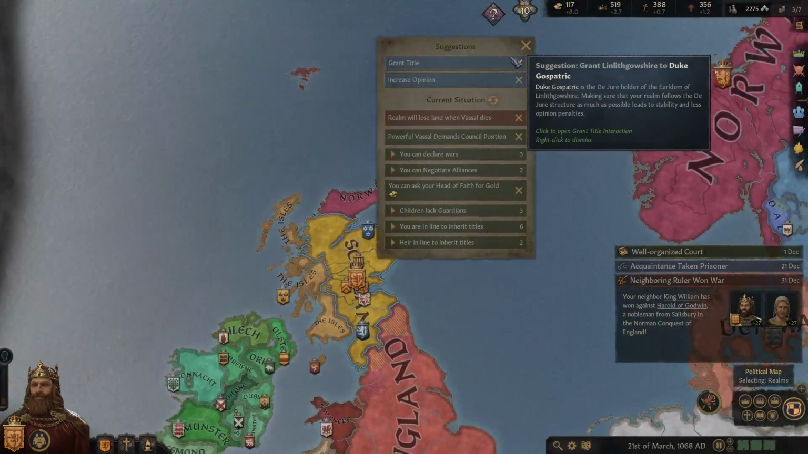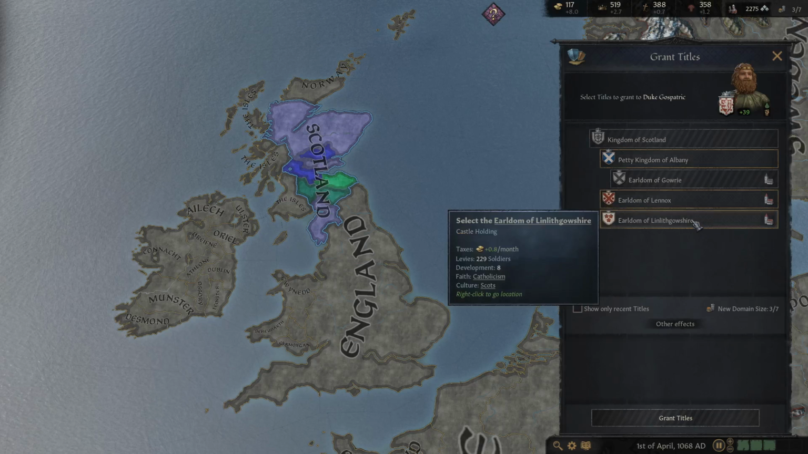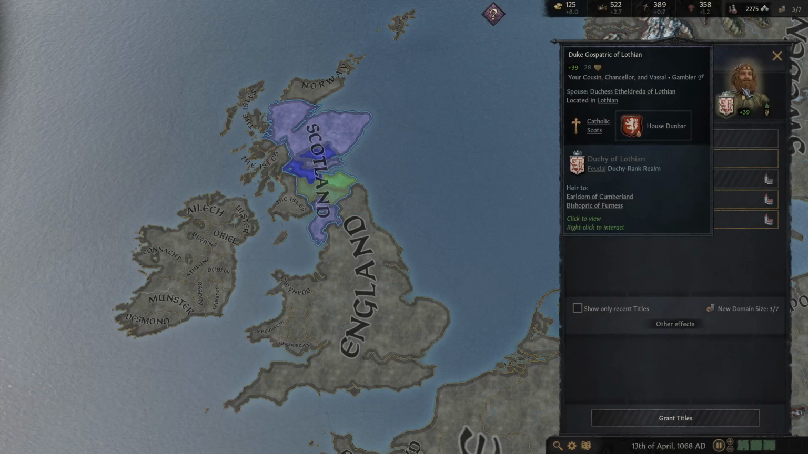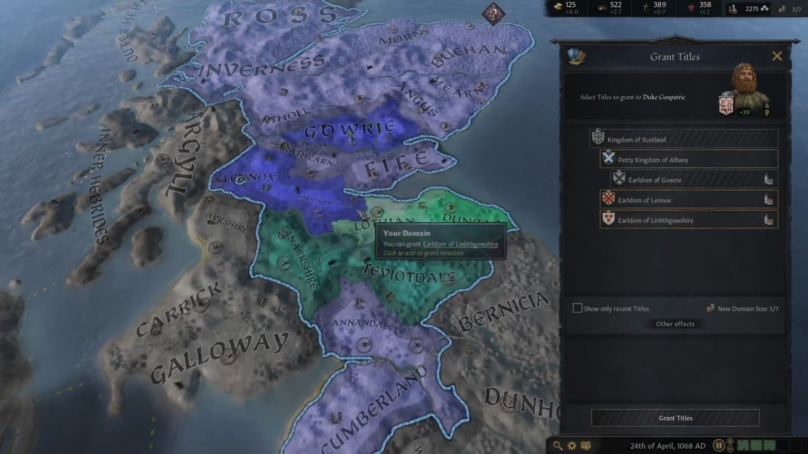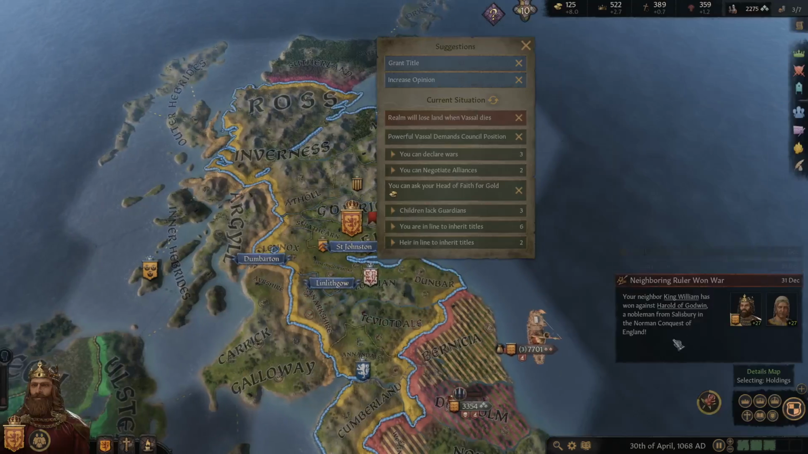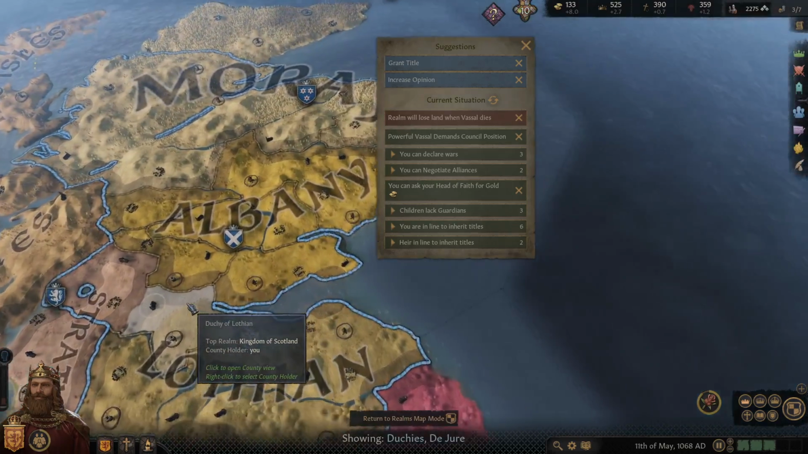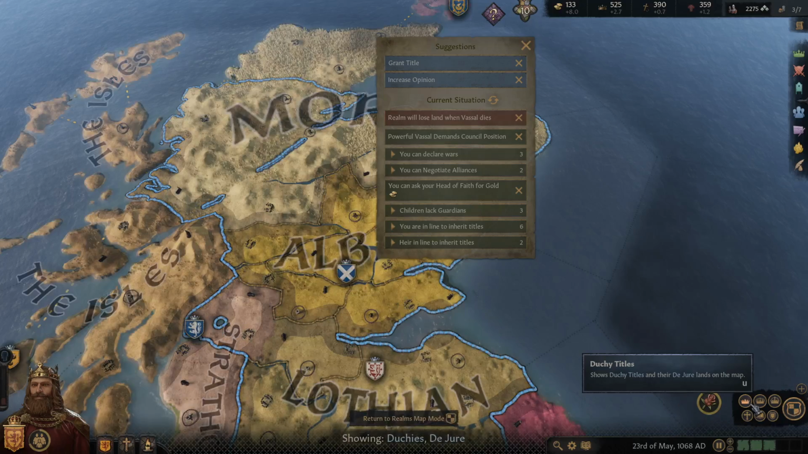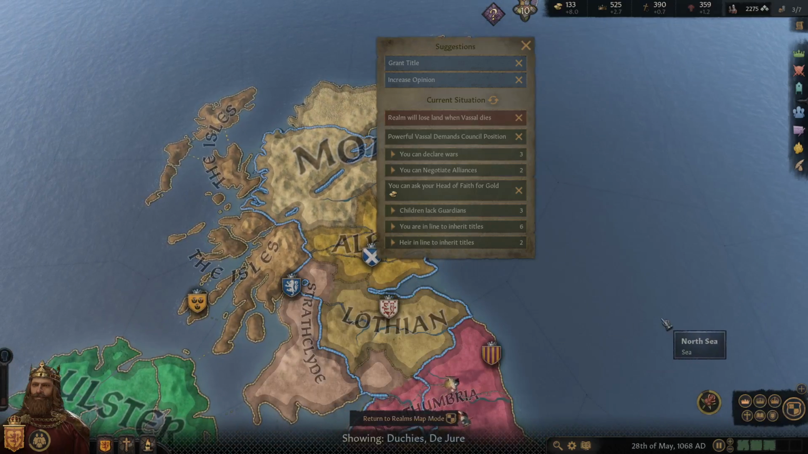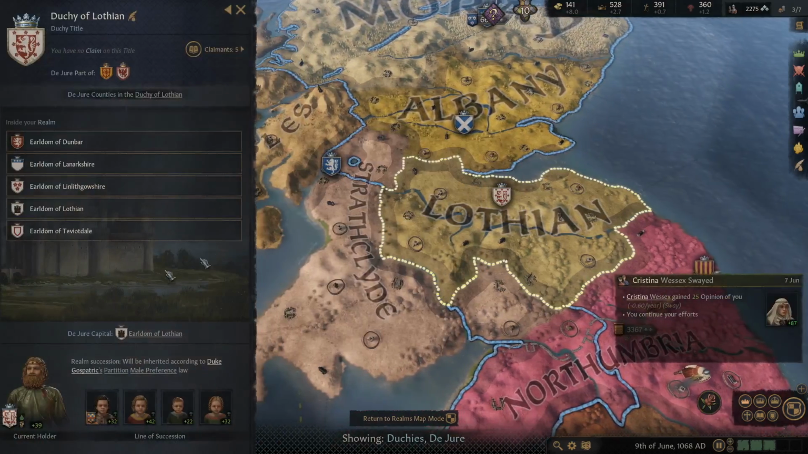Alright, what kind of issues do we have here? Grant title. Suggested grant the earldom of Linlithgowshire to Duke Gospric of Lothian. Okay, that... Wait, no. Is that de jure part of his area? I don't think it is. If we look at duchy titles, so I have Albany. And... Oh, yep. Linlithgowshire and Lennox. Neither of those are mine. Maybe I just want to take his title from him, though, instead.